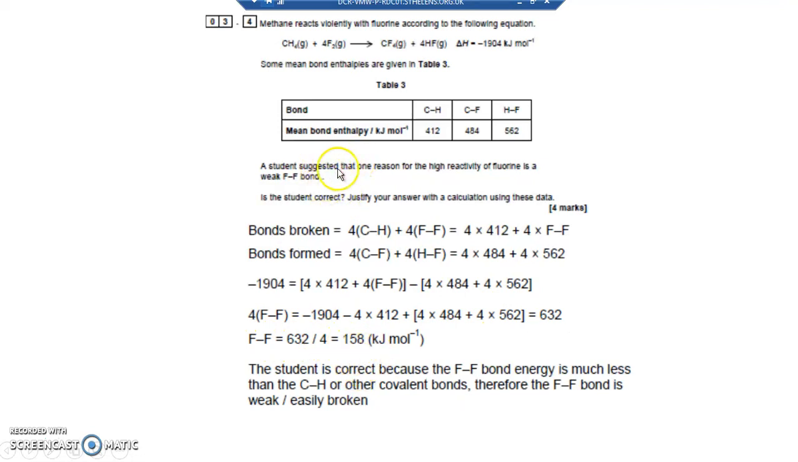Is the student correct? The student suggests that one reason for high reactivity of fluorine is a weak F-F bond. Is the student correct? Justify your answer with calculation. The student's correct because the FF bond is much less than the CH or the other covalent bonds. Therefore, the FF bond is easily broken. 158 seems to be much less than the other bond enthalpies in the question.